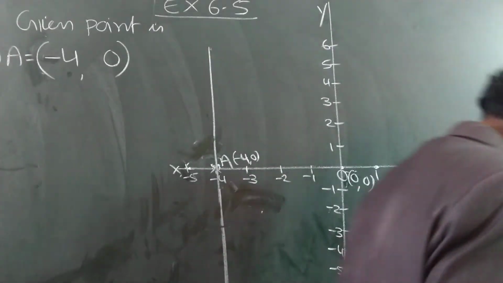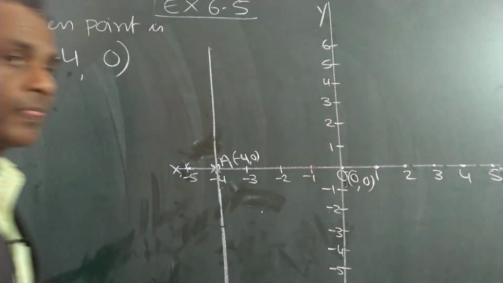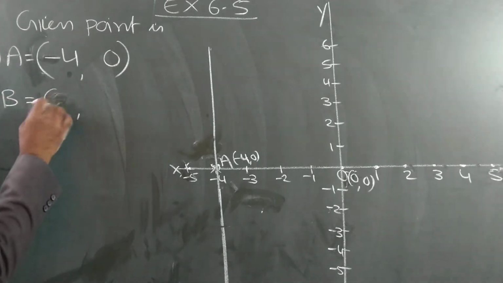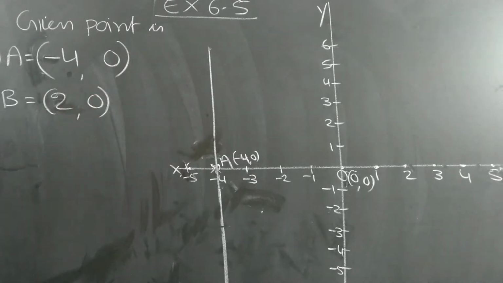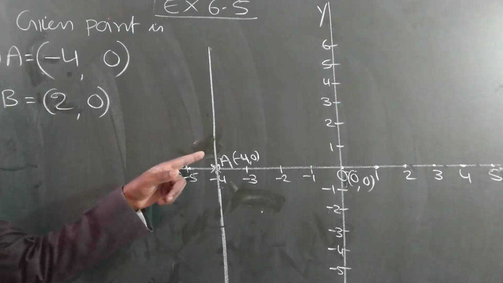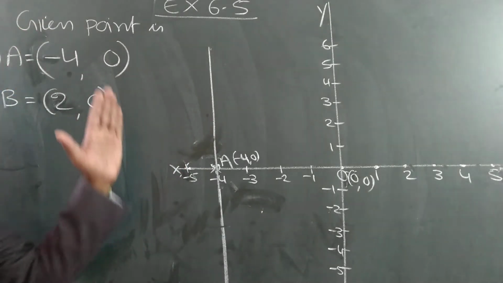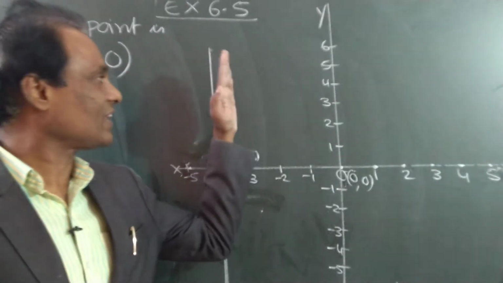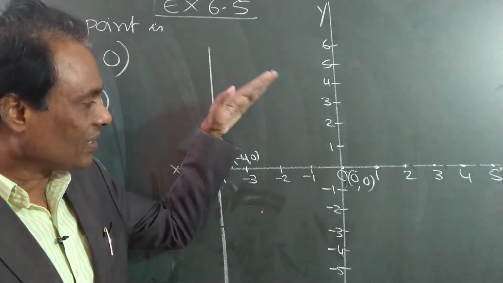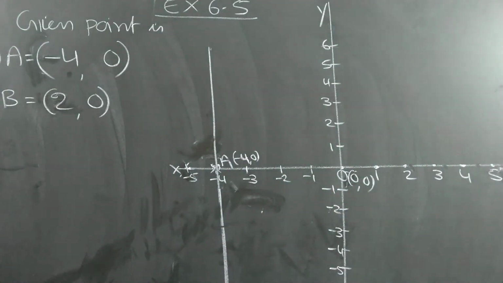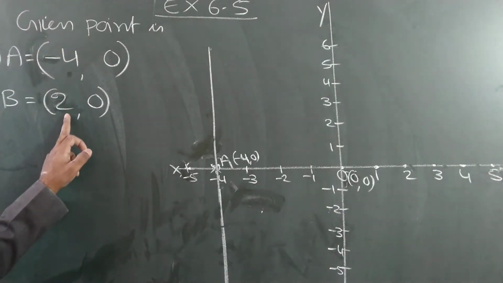Second, also you do. 2, 0. Mark the point and through this point B, draw a line parallel to y-axis. Parallel to y-axis means vertical lines only, standing lines like this. Parallel to x-axis means horizontal lines, sleeping lines. So B is 2, 0. Mark the point 2, 0. What is x value? 2.